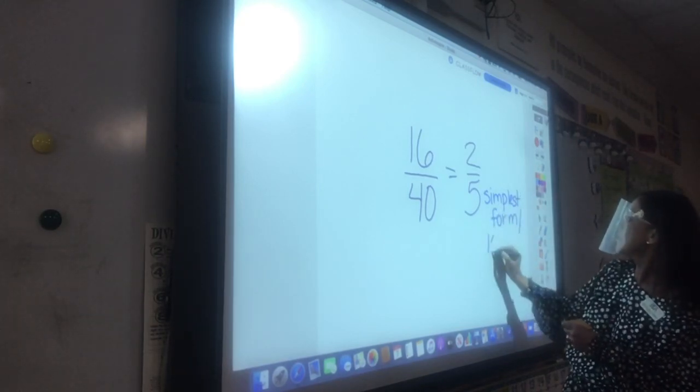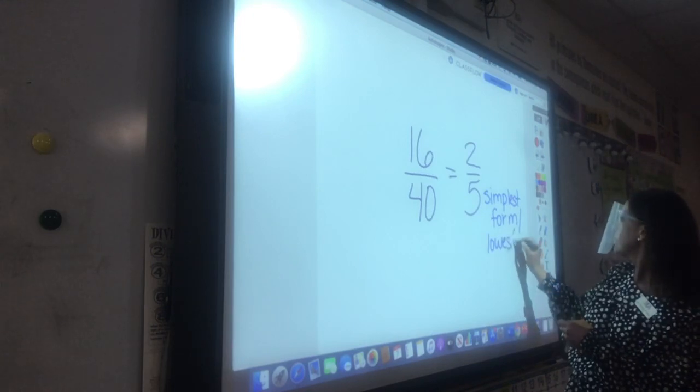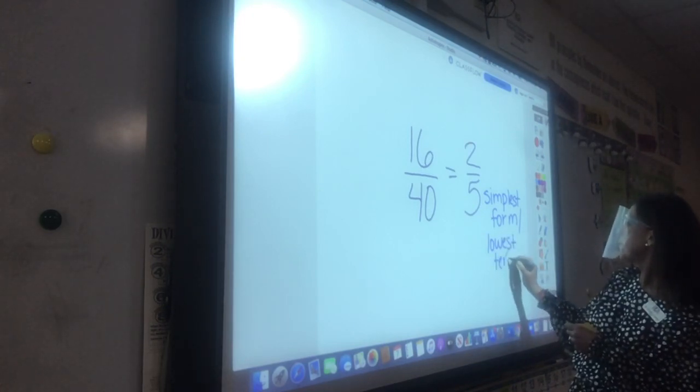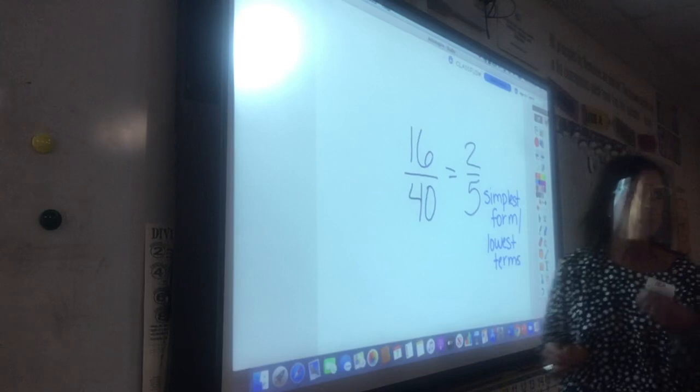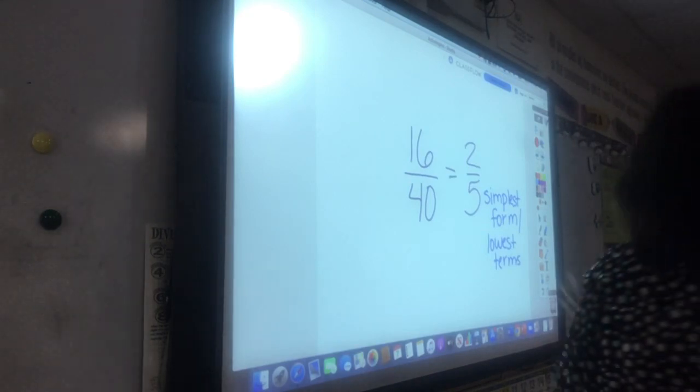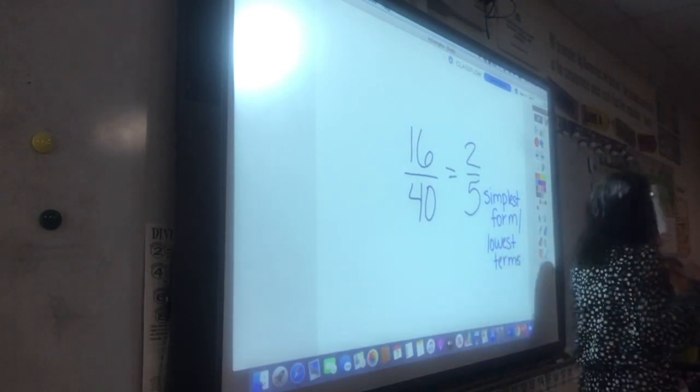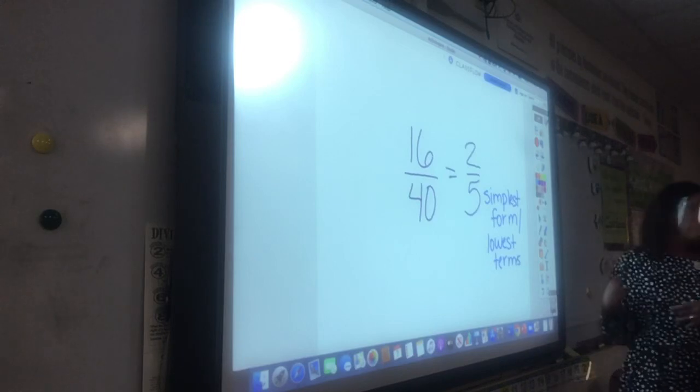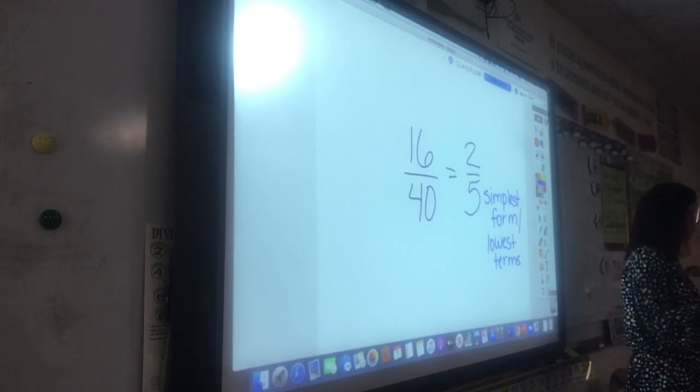Or sometimes it's called lowest terms. We're just going to write both of them because you'll see them written both ways in math. Sometimes it'll say, what is the fraction in simplest form? Or it could say, what is the fraction in lowest terms? Same thing. That means find the biggest thing that goes into both and divide by that. So yes, it's an equivalent fraction, but it's also in its simplest form or its smallest form.